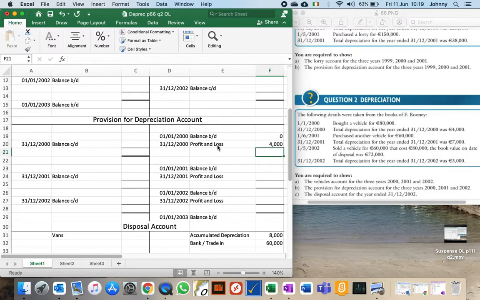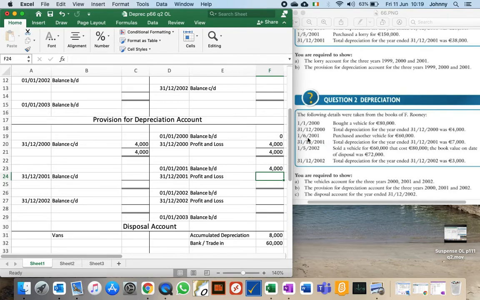Now we add up, we got 4,000 on the total on that side, 4,000 on that side, so that means the balance now in this account is 4,000 euros. So that's all the depreciation over all the years up to the end of 2000, which then becomes the opening depreciation to start off 2001.